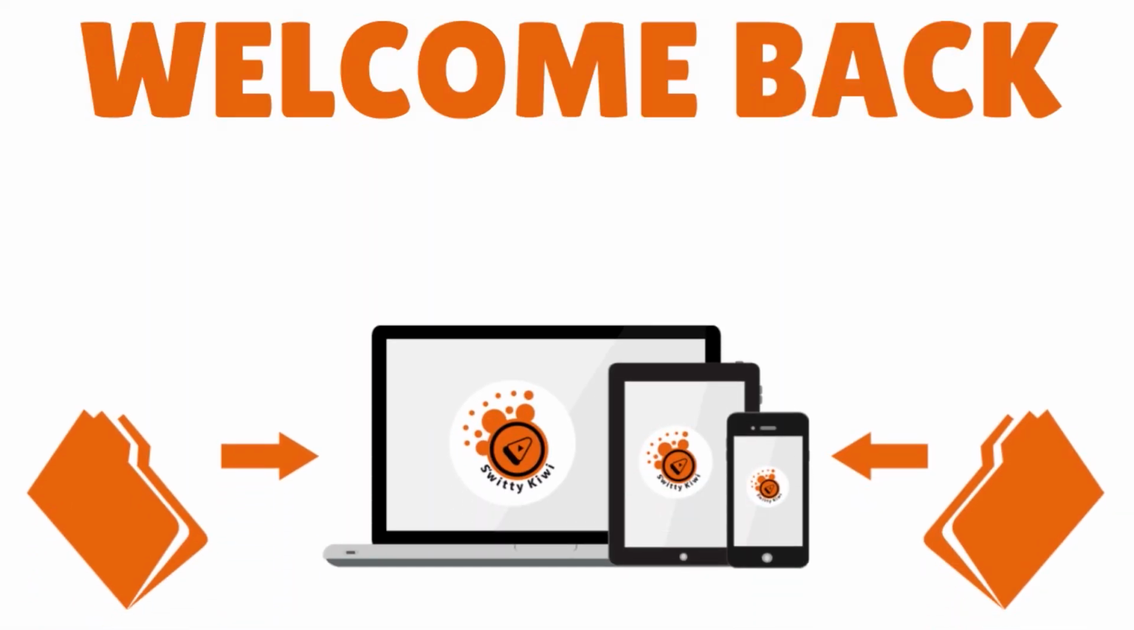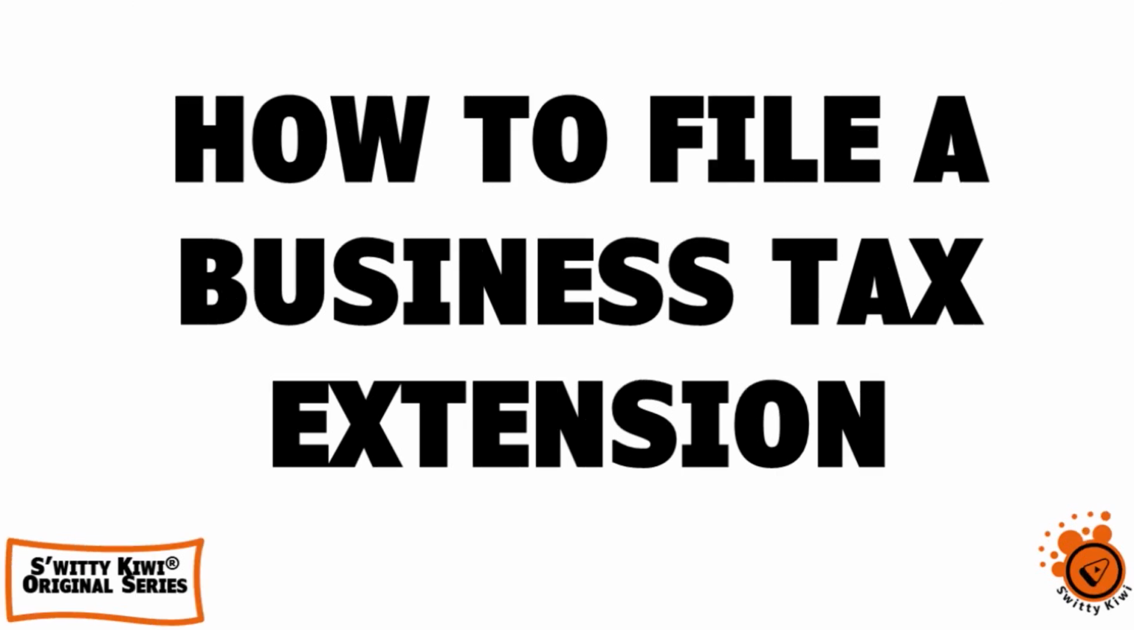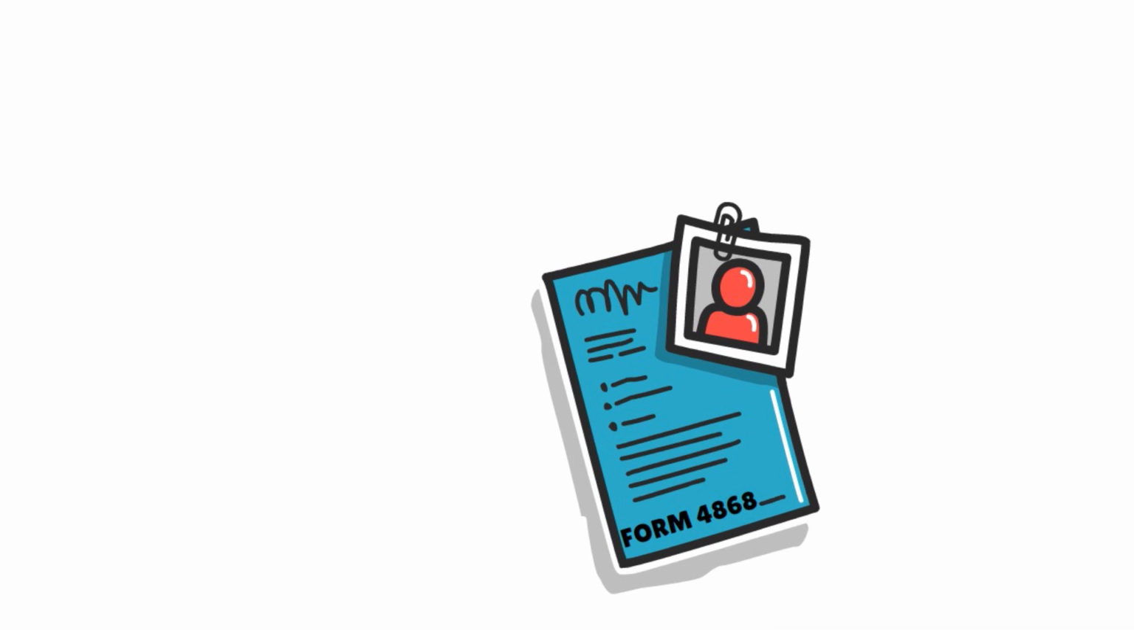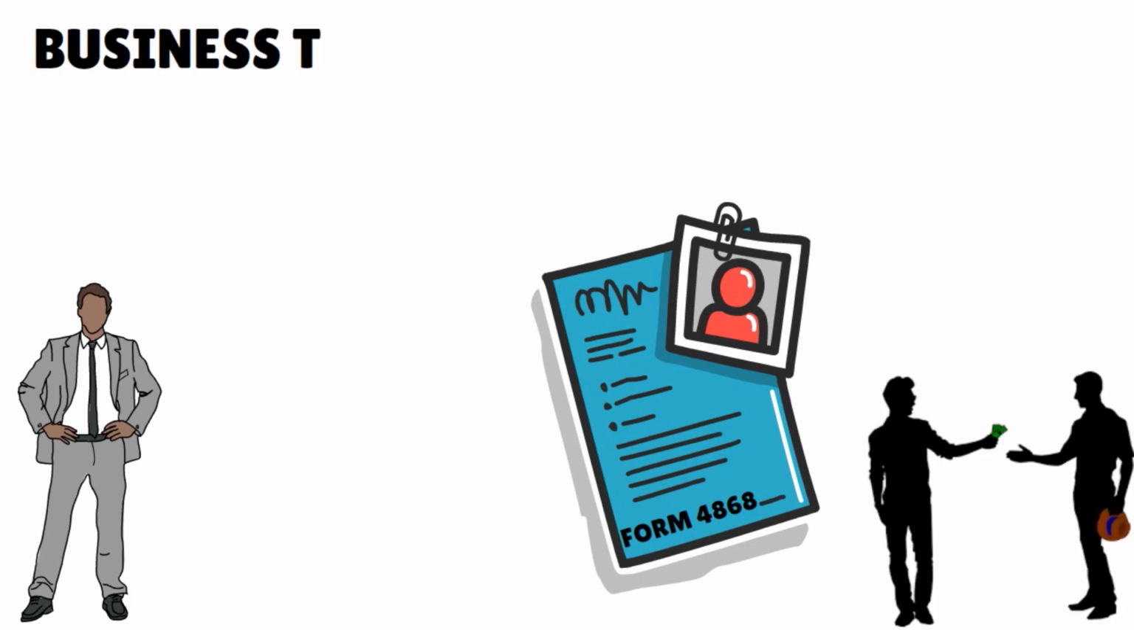Welcome back, folks. We are still having a conversation today about how to file a business tax extension online. I spoke to you about Form 4868. That's the form you use to file an extension on personal tax returns in case you are a pass-through entity, right? You pay taxes on your income through Schedule C.